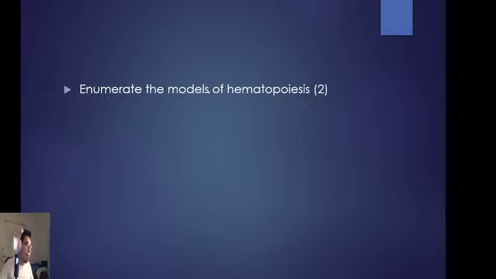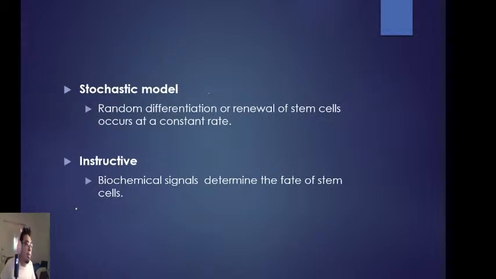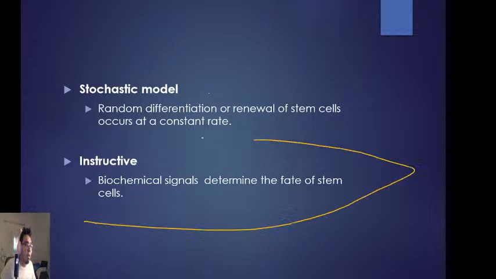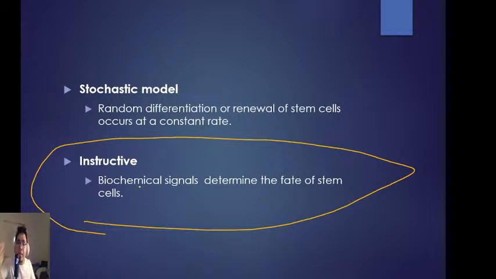All right. Okay. Now enumerate the two models of hematopoiesis. There are two types of hematopoietic models. We have what you call the instructive and stochastic models. The most common and the most accepted is the instructive, because this one is the most studied right now. There are biochemical signals that determine the fate of stem cells. So the chemicals around the body instruct the stem cells to produce different stem cell types. When we go to the stochastic model, random differentiation occurs.